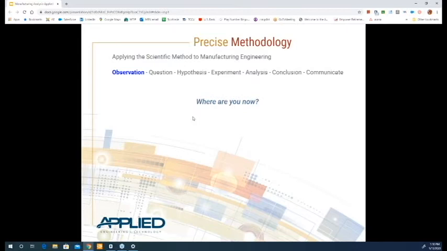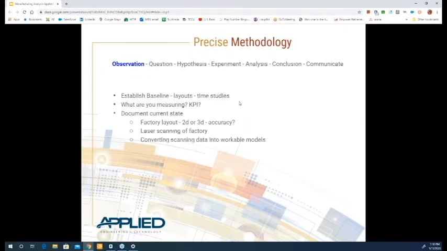And in order for you to be able to quantify any improvement, you have to know where you're at. So this is, I think, the biggest homework step, the biggest challenge, to just document where you're at. It's a lot of work, but it's the foundation for anything that you're going to do. What do I mean by observation? Well, what's your baseline? Do you have time studies for the different workstations? Is there a layout that's already created? Again, what are you measuring?